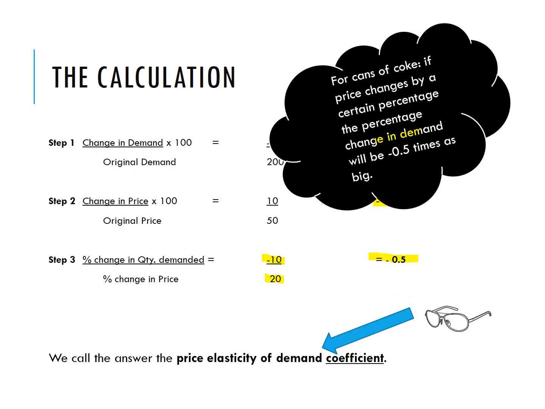So what does this mean? It means if the price changes by a certain percentage, the percentage change in demand will be minus 0.5 times as big. So if the price goes down by 10%, then the demand will go up by 5%. If the price rises by 20%, the demand will go down by 10%.